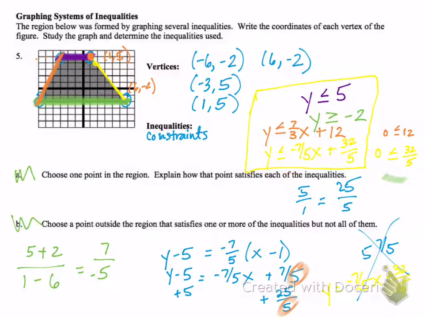So I personally don't think those are as bad as piecewise functions because you don't have to do the domain restrictions. You just have to do the inequality, which means you do the 0, 0 test.